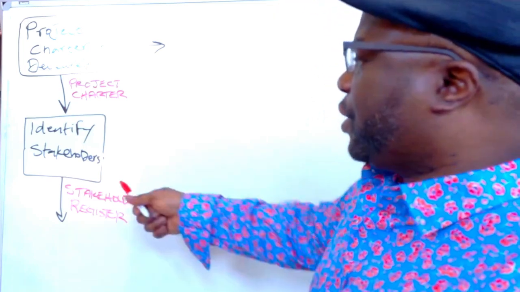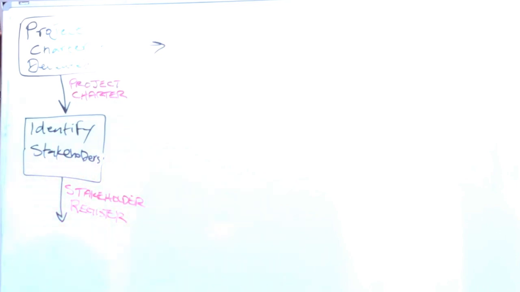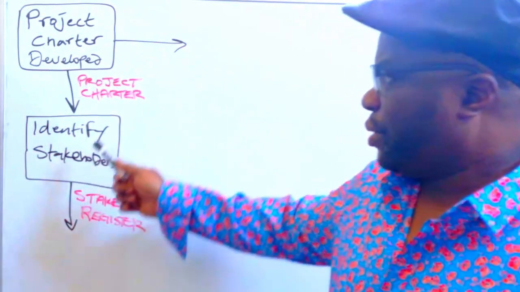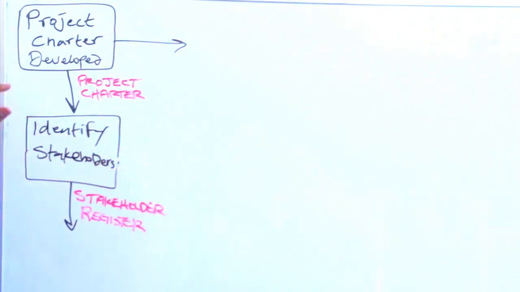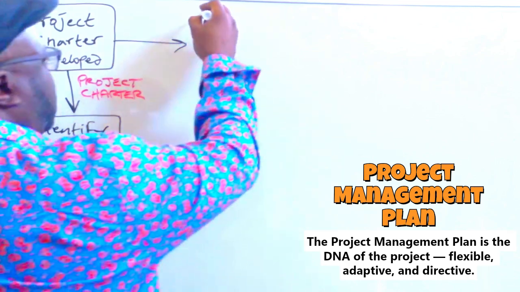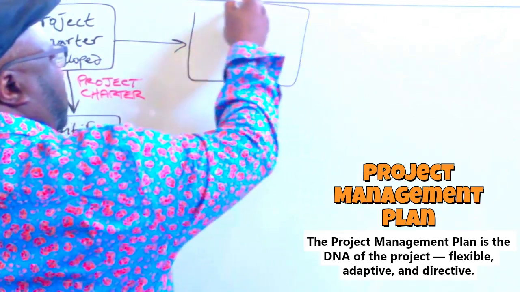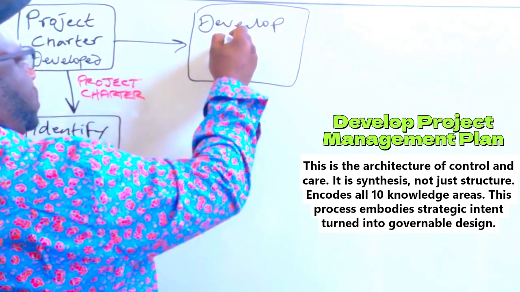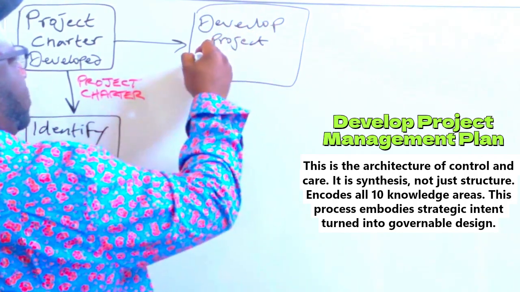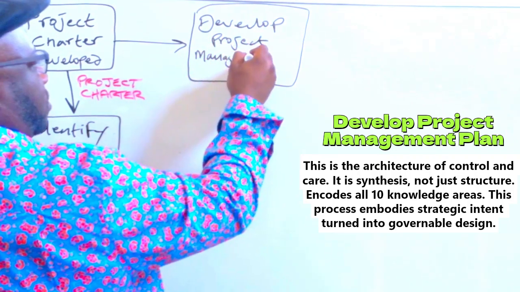All right. So after we've developed our project charter, the most important thing that happens next is the creation of something called a project management plan. So, with our project charter developed, not only are we able to identify stakeholders, but we're also able to go forward and create a project management plan. So we have a process here that is called develop project management plan.